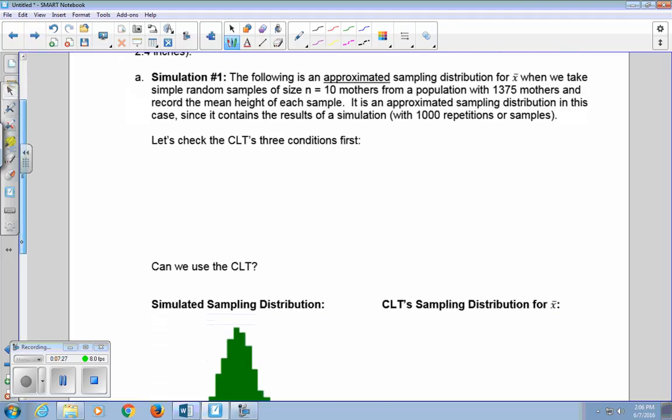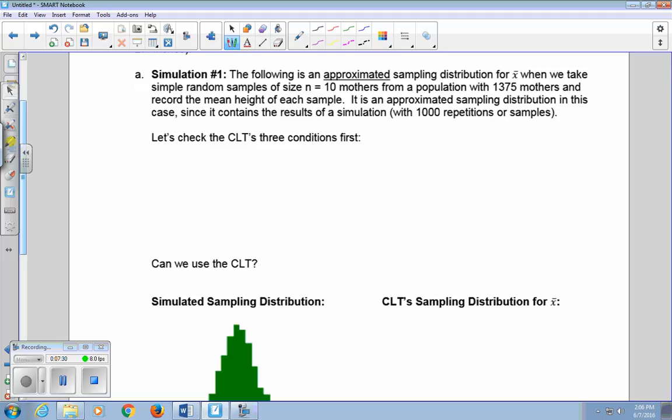So in simulation 1, the following is the approximated sampling distribution for X bar when we take simple random samples of size n equals 10. The population had 1,375 mothers, and we recorded the mean height of each sample. So let's check the central limit theorem's 3 conditions to see if they are met.